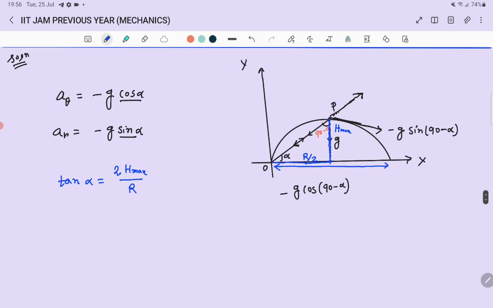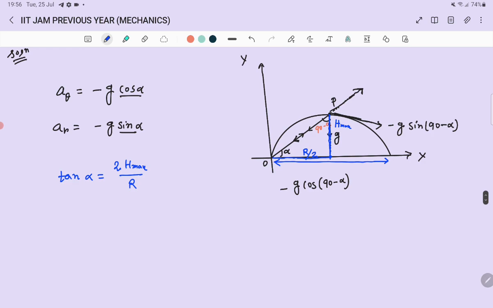So now we have to find H max and R, and you know the angle of projection. If the initial velocity of the projectile is u, and the angle of projection theta is given as 45 degrees, or pi by 4 you can say.